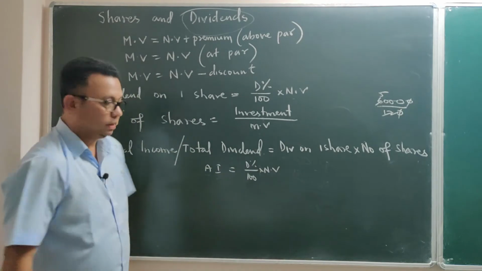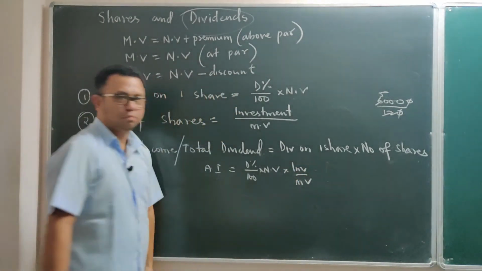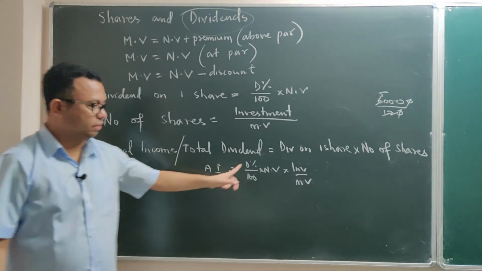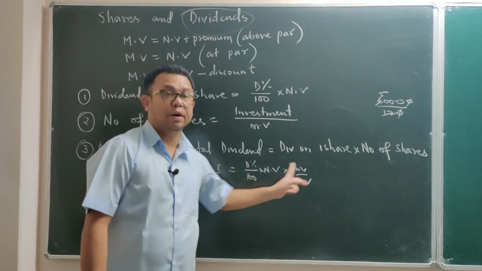Then what is your number of shares? It is investment by market value. So that is why in some books you will find this formula: annual income is dividend percent into nominal value into investment divided by 100 into market value.